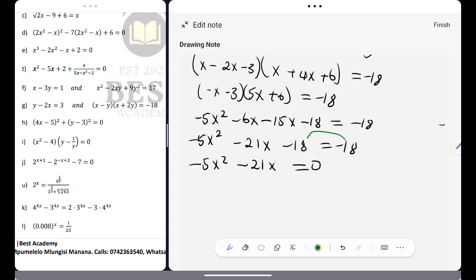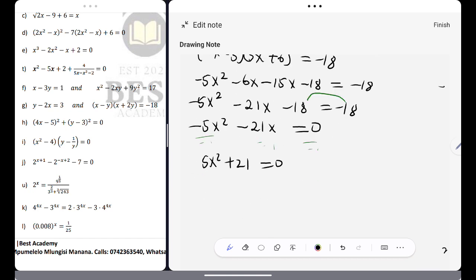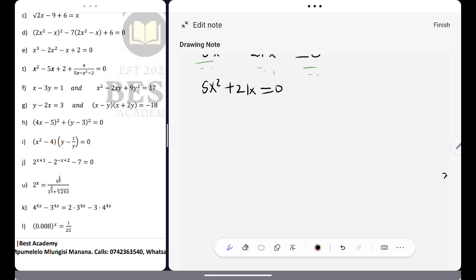So whenever I have this, it's easy for me to move on. I must make a to be positive. I can divide everything by negative 1, all together. And then I will have 5x squared plus 21x is equal to 0. Take out a common factor. x times 5x plus 21 is 0. x is 0, or x is negative 21 over 5. All together. So now I have found x.